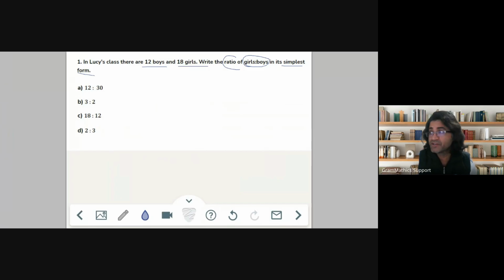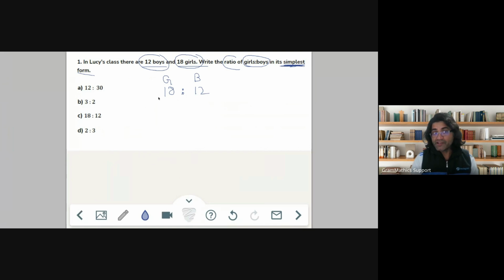So the visualization method here is, they have asked for girls is to boys. So write girl first, boy next. Now in the question, see how many girls. Girls are 18. How many boys? Boys are 12. You can see 18 is to 12 is there in the option, but they have asked for simplest form.